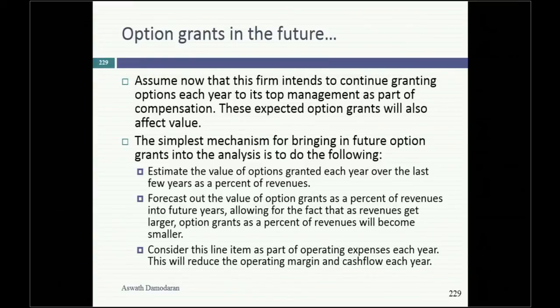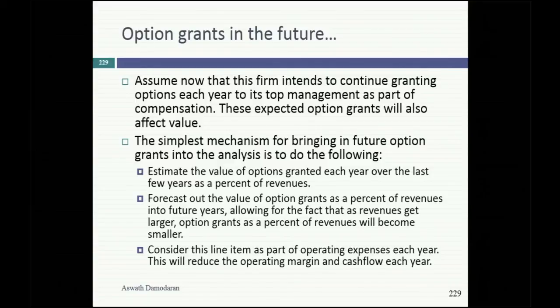When you do your projected cash flows, you've got revenues, you've got operating expenses, you've got operating income and cash flows. Your operating expenses are supposed to include all expenses associated with generating those revenues, right? And remember how I described option grants, they're compensation expenses. If I stay true to that notion, and I can project out what those grants will be in the future as a percentage of revenues, it's going to lower my earnings and lower my cash flows. That's the best way to deal with future option issues. Bring them into your cash flows, lower cash flows.